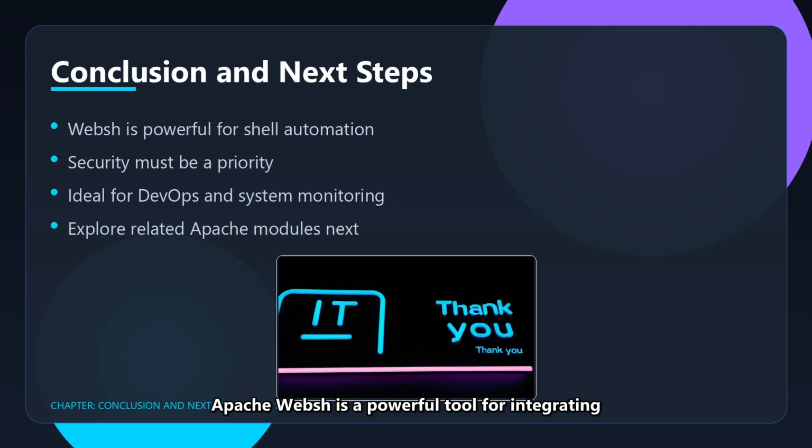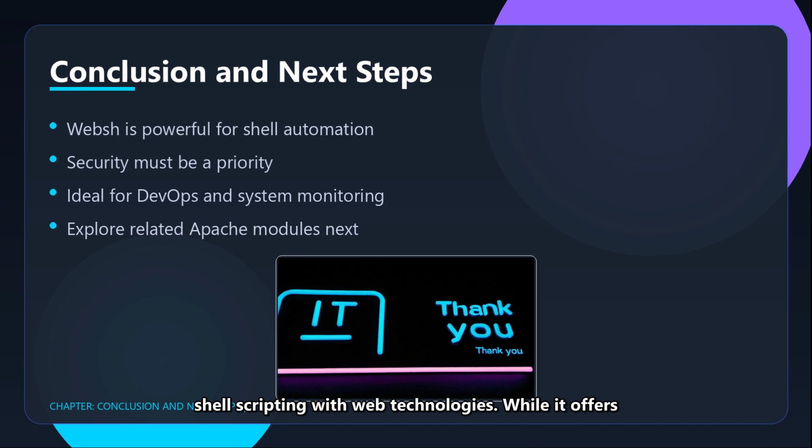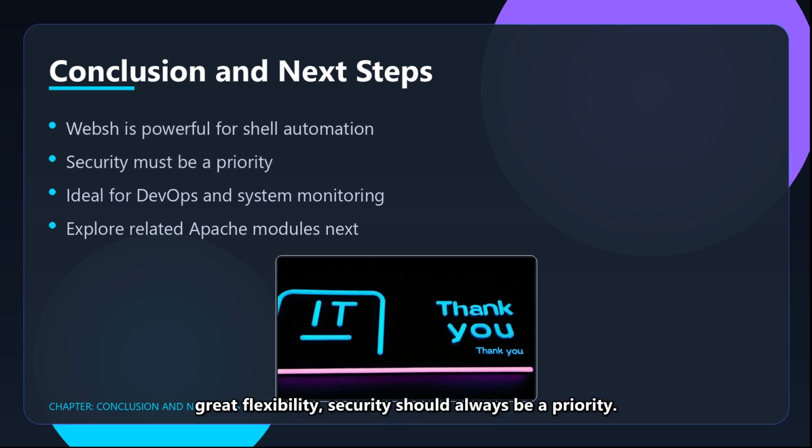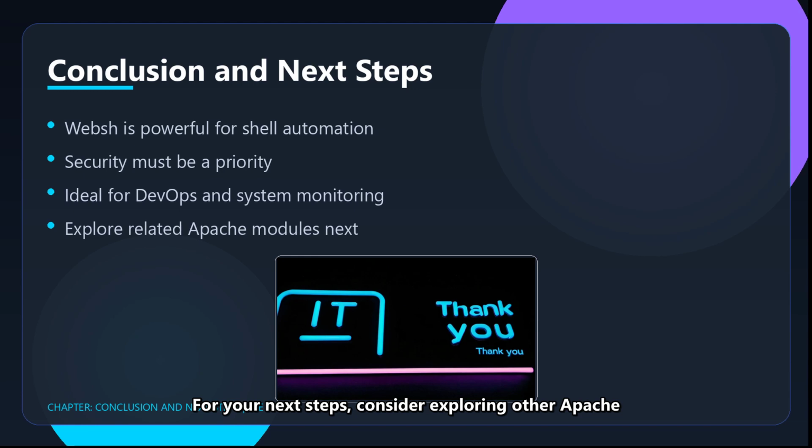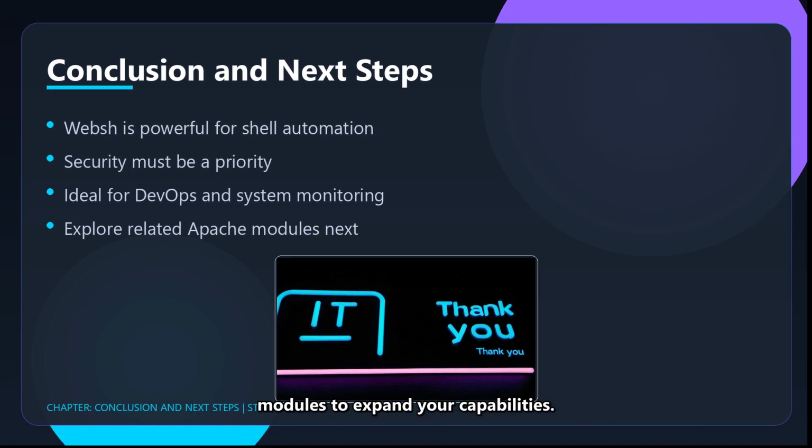Apache Websh is a powerful tool for integrating shell scripting with web technologies. While it offers great flexibility, security should always be a priority. It's ideal for DevOps automation and system monitoring. For your next steps, consider exploring other Apache modules to expand your capabilities.